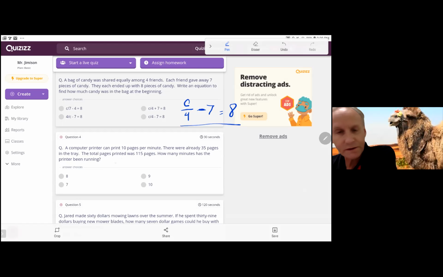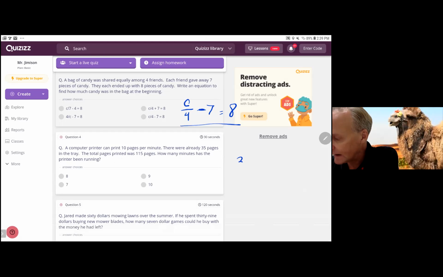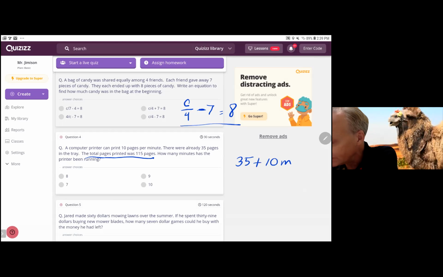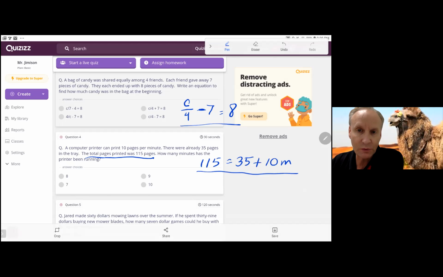There were already 35 pages in the tray. So the printer is going to have 35 pages in the tray plus 10 pages every minute that it's running. And it says the total pages printed was 115. This is a little bit ambiguous. I would say they could be very much more precise in their language on the questions, but there you have it.